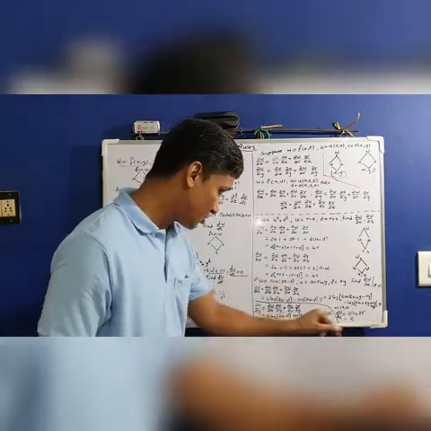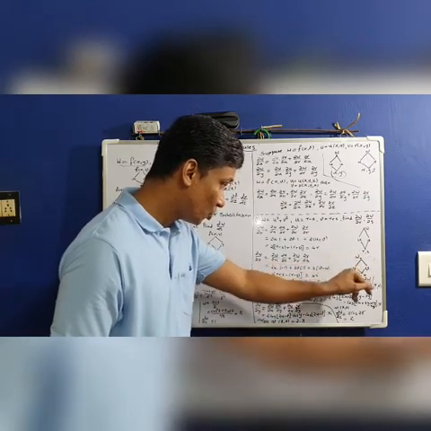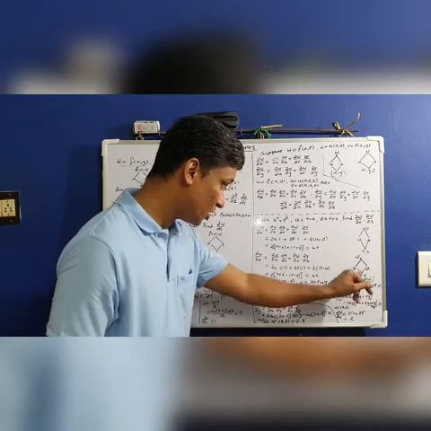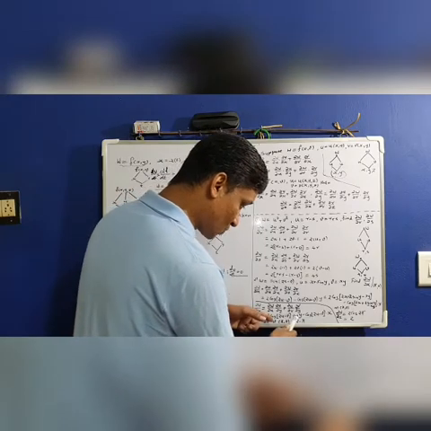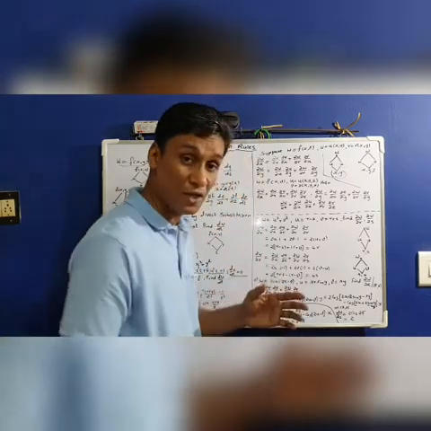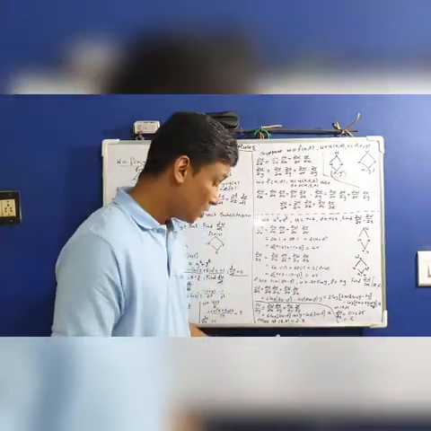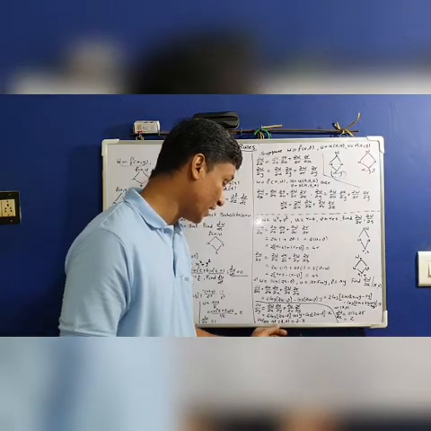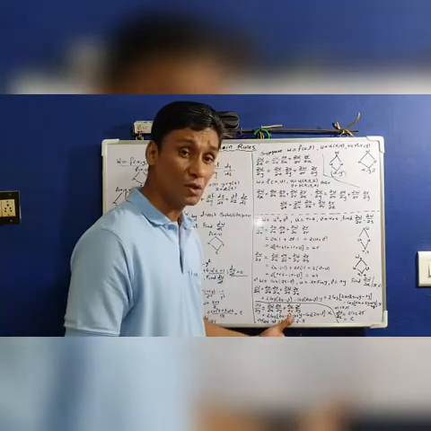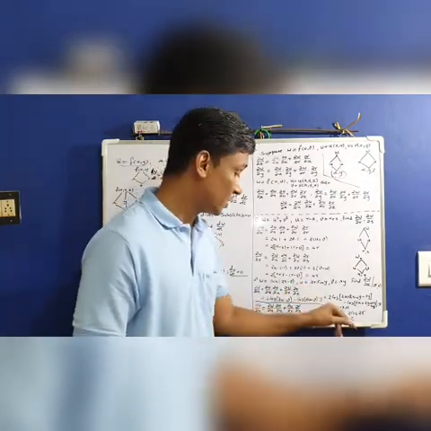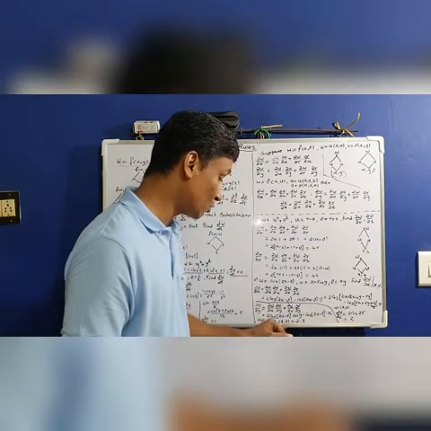In the similar fashion, dou w by dou y is dou w by dou u into dou u by dou y, plus dou w by dou v into dou v by dou y. Substituting these values, and putting x equal to pi and y equal to 0, you do it as homework. You get the answer dou w by dou y at pi, 0 equal to 2 minus pi. You can verify this yourself. So dou w by dou x at pi, 0 is 2 and dou w by dou y at pi, 0 is 2 minus pi.